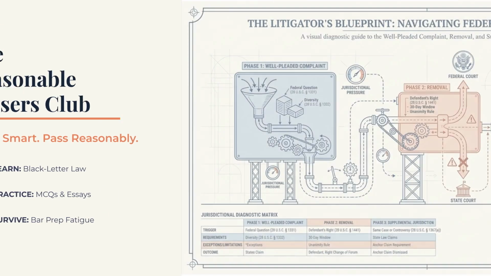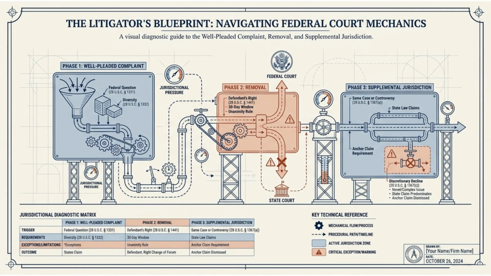Let's get reasonable. Welcome to the Federal Court Mechanics Blueprint. This overview ties together three major civil procedure topics: the well-pleaded complaint rule, removal, and supplemental jurisdiction. The goal is to show federal jurisdiction as a sequence rather than as separate rules.